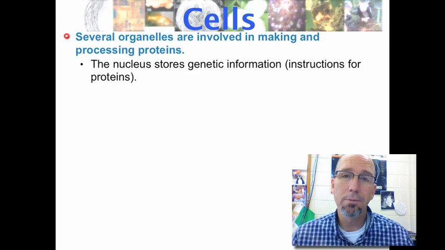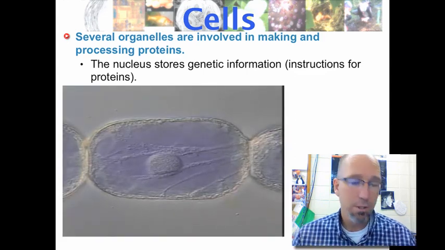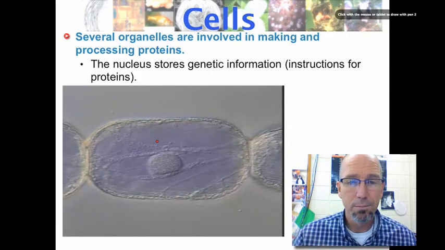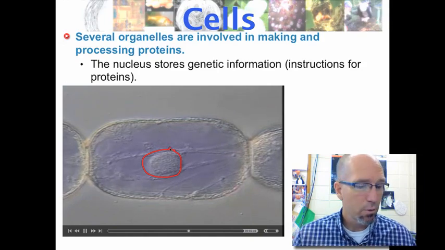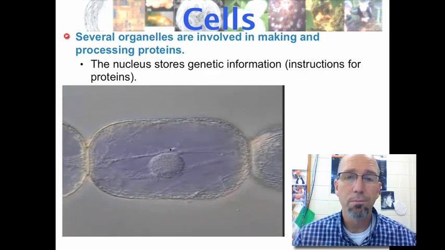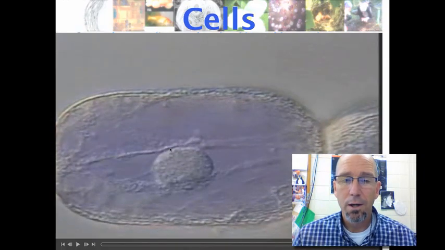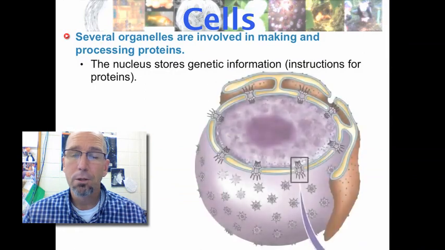We're going to spend a little bit of time talking about organelles that are involved in making and processing proteins. First of all, we have the nucleus, and the nucleus is this structure here in the middle of this particular cell. And that's where genetic information is stored, and genetic information is really instructions for proteins. So if we zoom in, they're not all centrally located. This one happens to be in this particular plant cell, but they usually are pretty obvious, and you've seen those underneath the microscope. Here's a quick look at a nucleus all by itself.